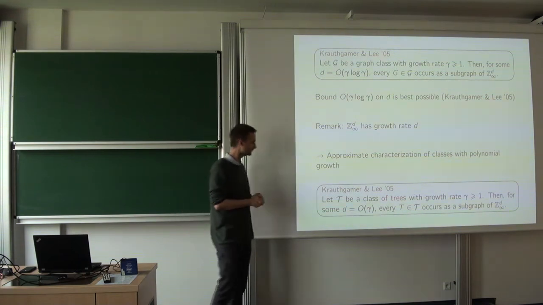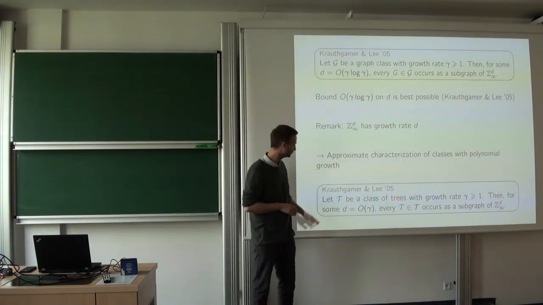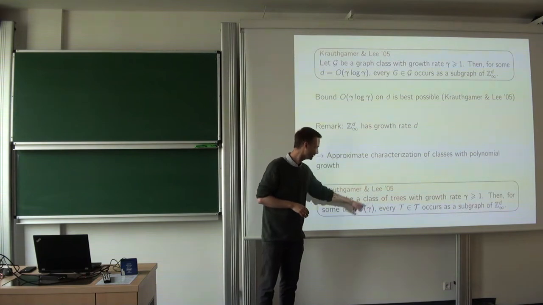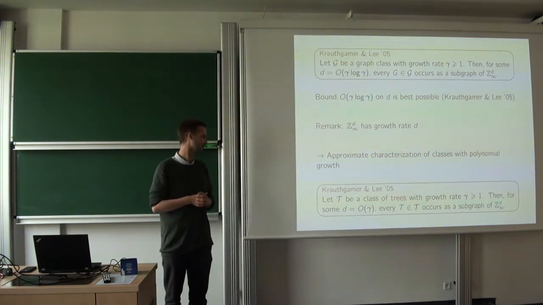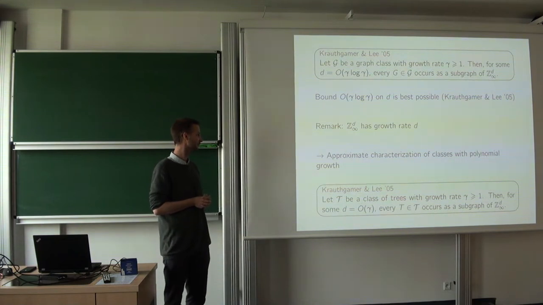So for trees, it turns out that you can do a little bit better than for graphs. You can have a dimension which is big O of gamma, so you don't have the extra log gamma. And that's best possible. And that's what we are going to prove today.